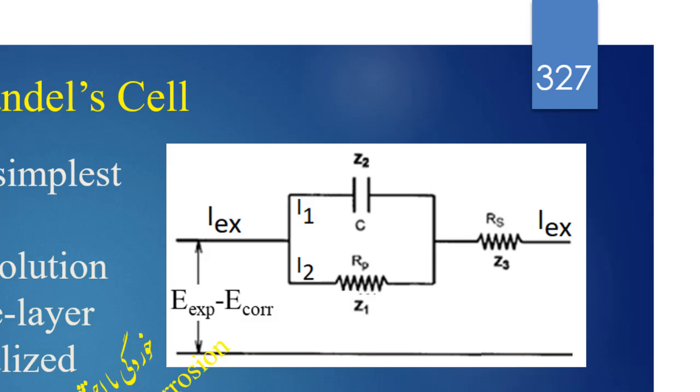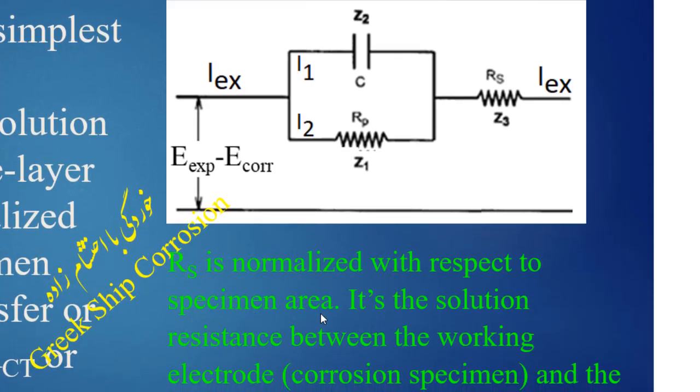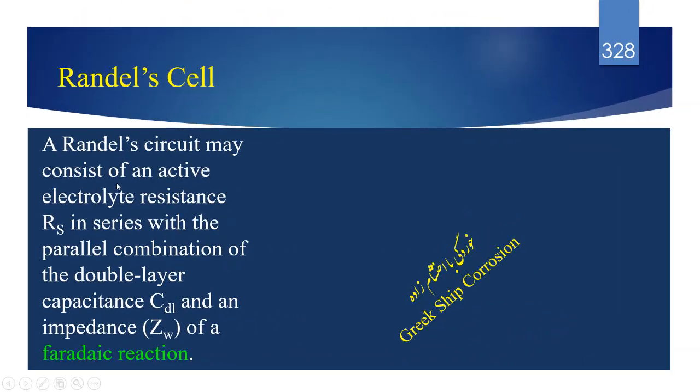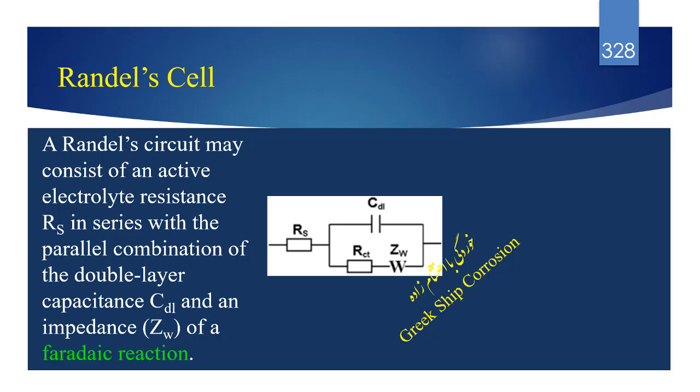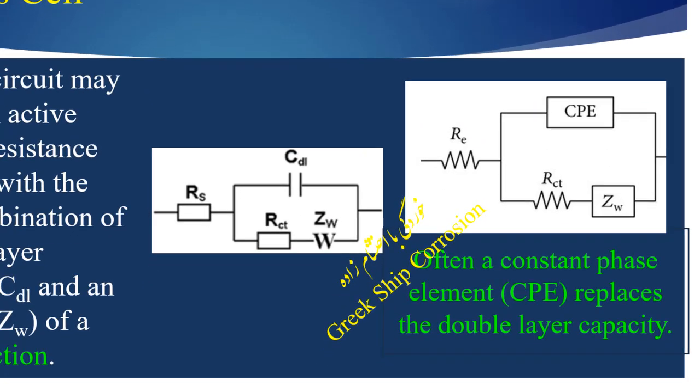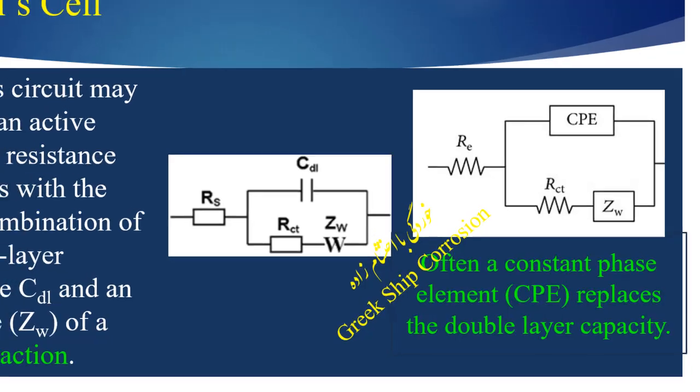Rs, normalized with respect to specimen area, is the solution resistance between the working electrode, corrosion specimen, and the reference electrode. A Randles circuit may consist of an active electrolyte resistance Rs in series with the parallel combination of the double layer capacitance CDL and an impedance ZW of a Faradaic reaction. Often a constant phase element, CPE, replaces the double layer capacitance.